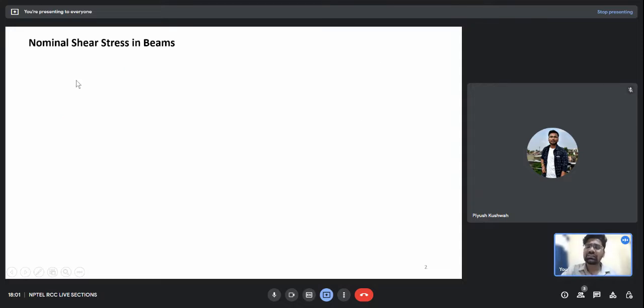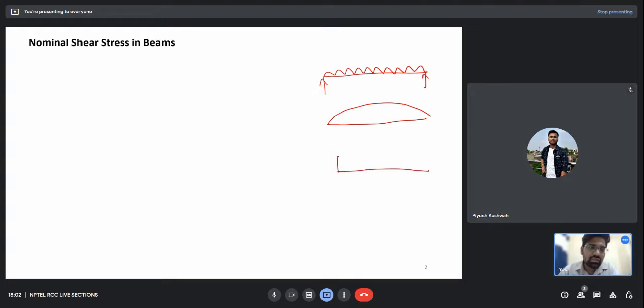Okay, so let's first discuss what we will be doing today in a very brief general case. What we have seen up to now: suppose this is a beam and this is a UDL, a combination of dead load and live load acting on the beam. What are the stress resultants which we normally analyze for this beam? We have a bending moment diagram, and the other one is the shear force diagram. So this is the bending moment and this is the shear force.